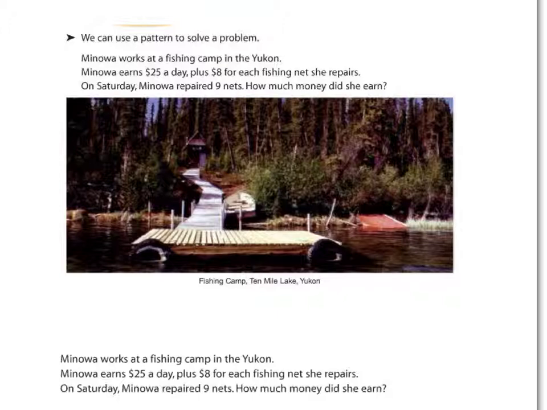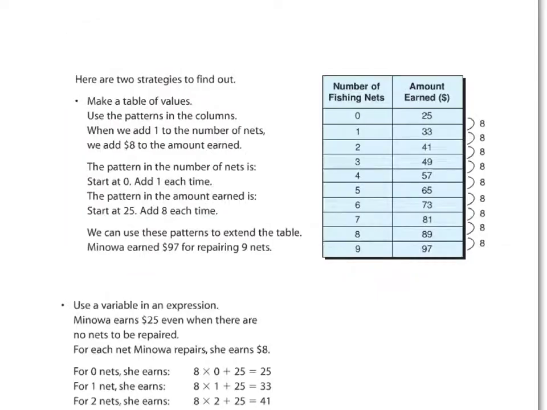So here is our problem. Manoa works at a fishing camp in the Yukon. She earns $25 every day, plus $8 for each fishing net she repairs. On Saturday, she repairs 9 nets. How much money did she earn? All right, so two strategies to find out. We're going to make a table and use it that way, okay?